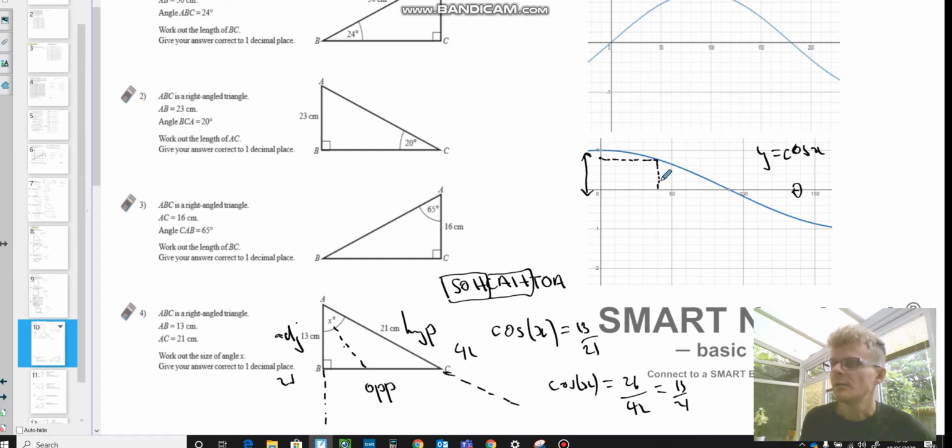Okay, so because we have that, this is what the calculator is doing. It's saying, oh okay, so you've got a triangle that's got adjacent 13 and hypotenuse 21, and when you divide them you've got a decimal. I'll look that decimal up and I'll tell you the angle that should be between those two lengths.